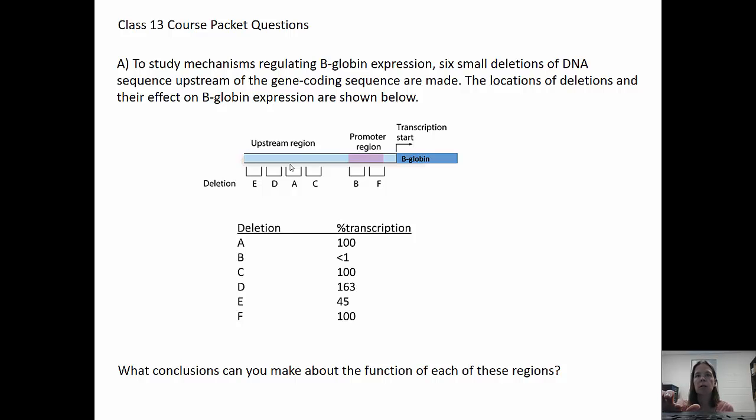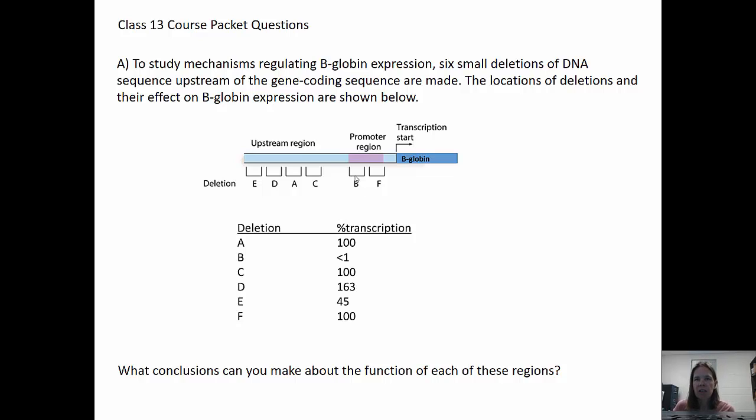Then when we look at region B, so this is part of the promoter region, and when that part is deleted, there's less than 1% of normal transcription. So the conclusion you might make from that experiment is that region B is an essential region of the promoter, and that it's required for transcription of the beta globin gene. Region C, again, 100% transcription, so that's probably not involved.